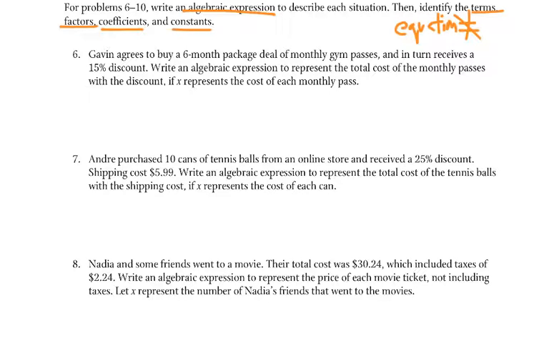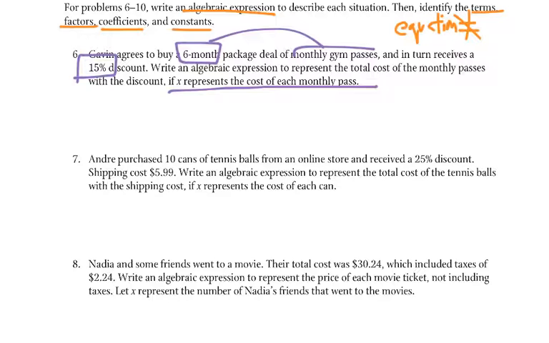So number 6, Gavin agrees to buy a 6-month package deal of monthly gym passes, and in turn receives a 15% discount. Write an algebraic expression to represent the total cost of the monthly passes with the discount, if x represents the cost of each monthly pass. So we've got a variable, and x represents the cost of each monthly pass. Okay, so he's got a 15% discount. And he's got 6 of them because it's a 6-month for a monthly pass each.